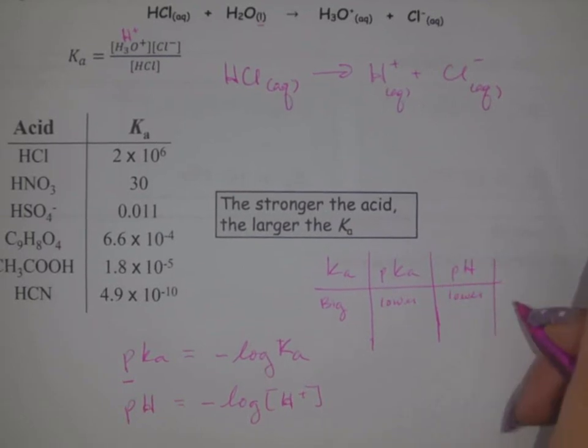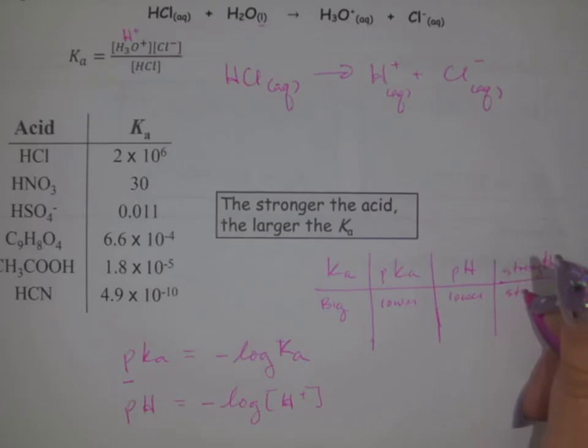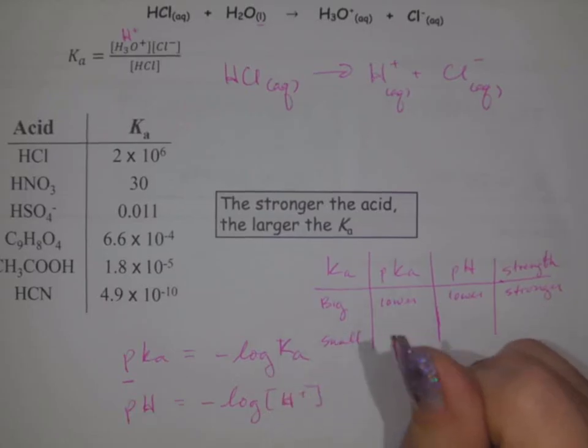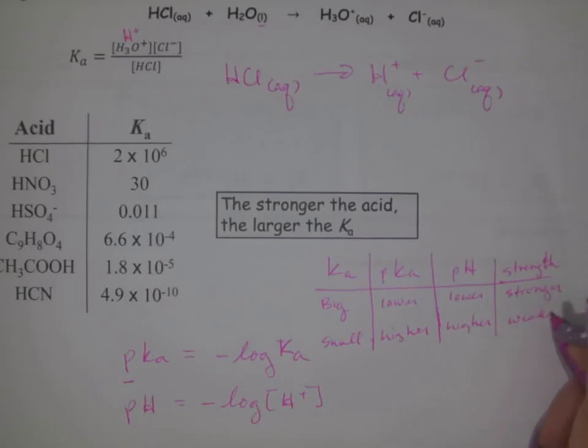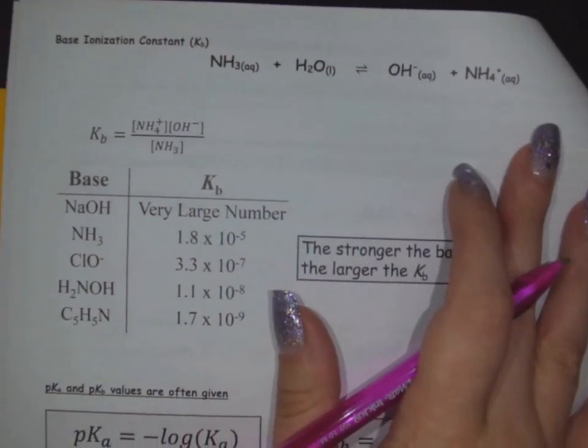And this would, let's do one more, strength of like this acid, right? This would be stronger. If we have a small Ka value, this would be a higher pKa, this would be a higher pH and a weaker acid. Understanding these relationships is going to be really helpful. It'll help you answer certain questions just really quickly.